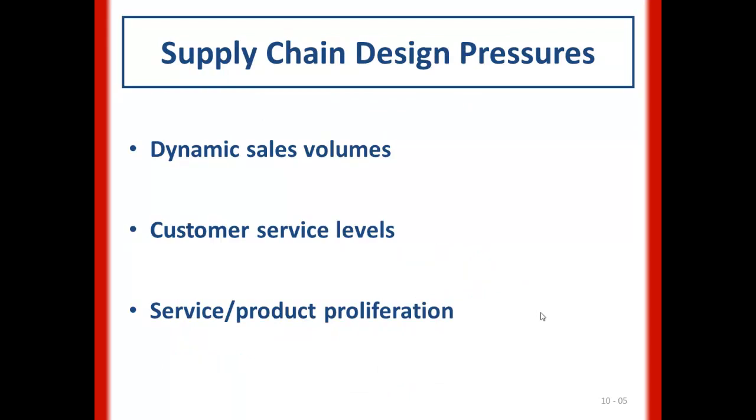There are three supply chain design pressures. These pressures induce organizations to design supply chains in an efficient manner. The first pressure is dynamic sales volumes. Organizations must design the supply chain in such a way that it can sustain flexible volume, can be small when it needs to, or can be large when it needs to.